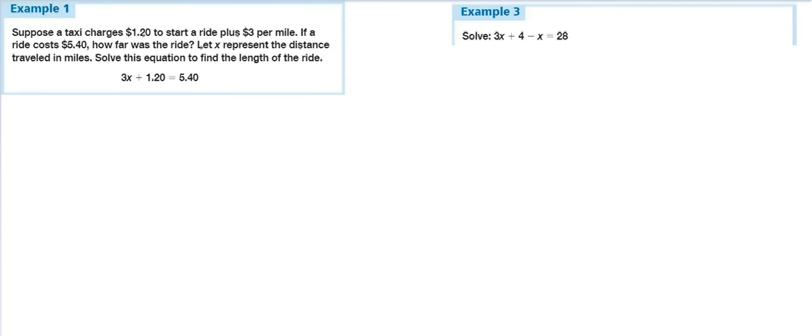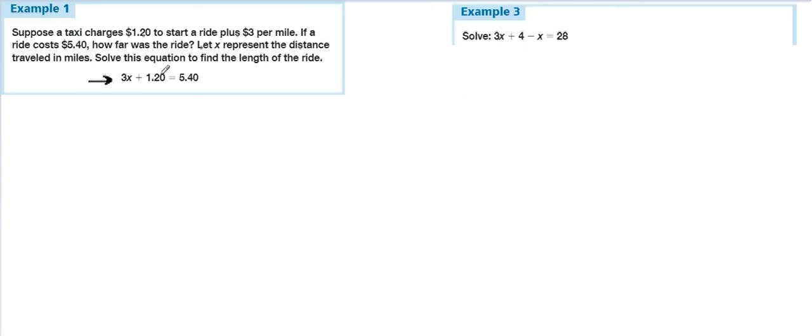If a taxi charges $1.20 to ride, then $3 per mile after, or I guess per mile, even the first mile. If a ride costs $5.40 total after the equal sign, how far was the ride? Let x represent the distance traveled in miles. Solve it below. They even give you the equation.